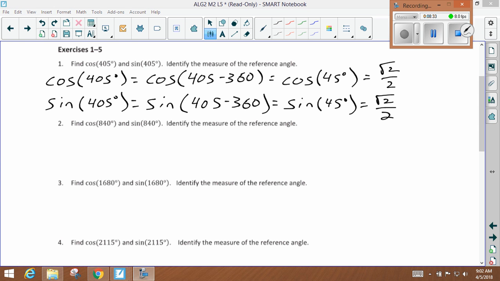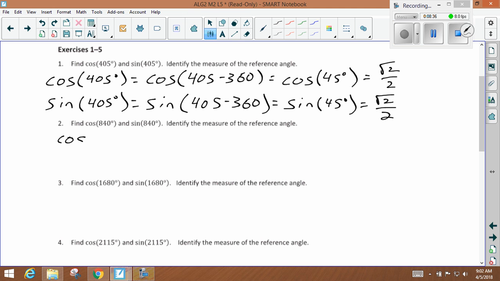Let's do 840. So hey, if we go 360, we're not there yet, right? We could do another rotation that takes us to 720, right? We're not there yet, but what we want to do is we want to not be 360. You know what I mean? We want to go 360 degree rotations until we have less than 360 degrees left.